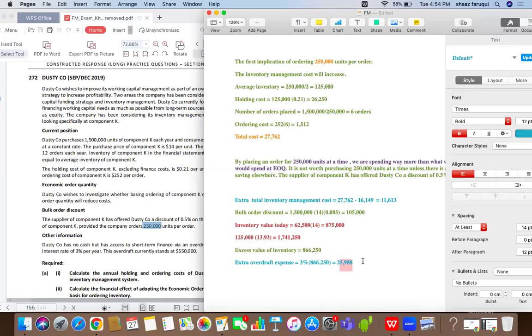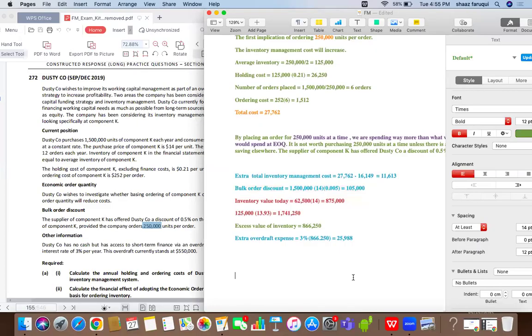He says, if you place the order for 250,000 units, I will give you a discount of 105,000. So you're getting a discount of 105,000, yes, out of which there is an extra expense of 25,988. And there is an extra expense of 11,613.